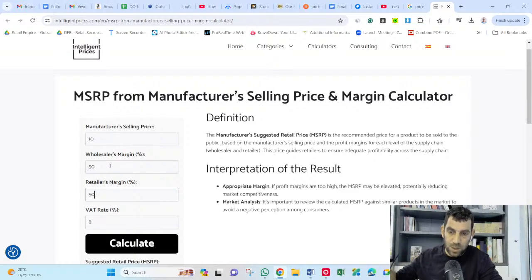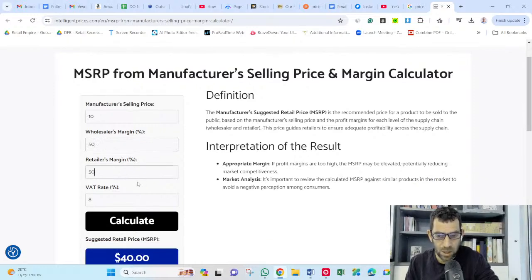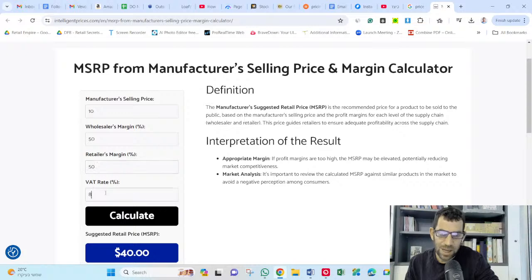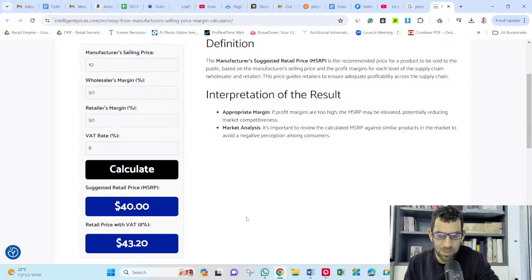In this case, we're looking at margin. So wholesaler, which is you, you are the seller, the wholesaler. Margin percent is 50. Let's say the retailer margin is 50% as well. There was a VAT here to enter. I don't really need to enter anything, but just for the example, let's put 8 in here. When I click on calculate, I'm getting MSRP just like I was expecting, $40. Okay, $40 means you're going to sell it for 20 or a bit less.